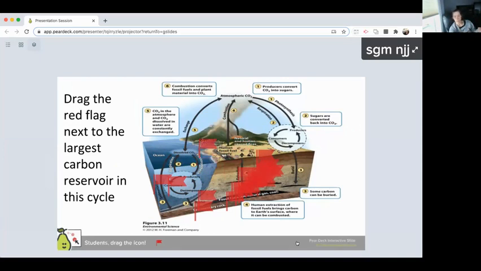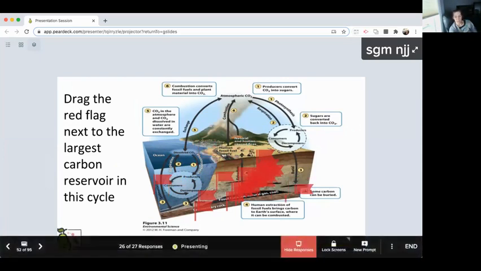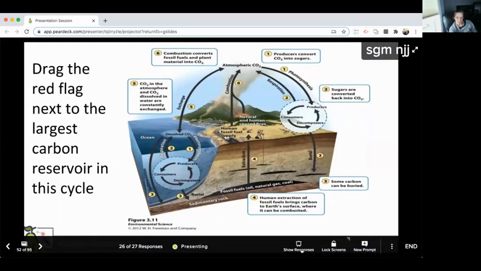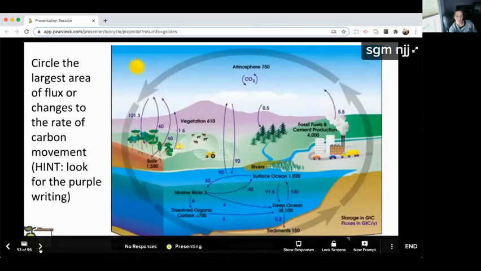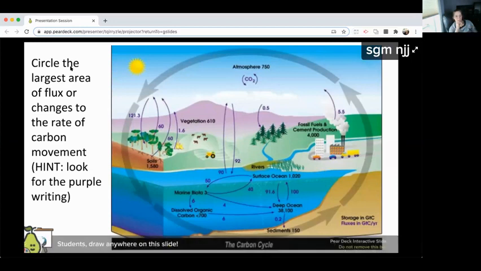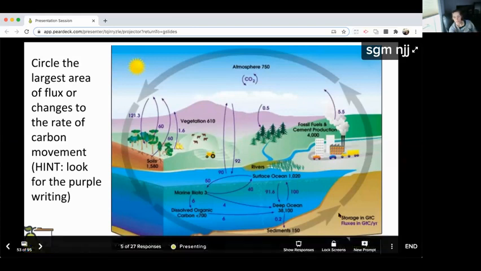And so what I did was put on the next slide an example of the kind of slide that is a much better study slide that you should have somewhere. And this is another feature that I was messing with. So go ahead and see if you can do this. Circle the largest area of flux or changes. So where's the rate? Where's the carbon movement happening? Hint, you're looking for purple writing versus storage, which are your pools and reservoirs.